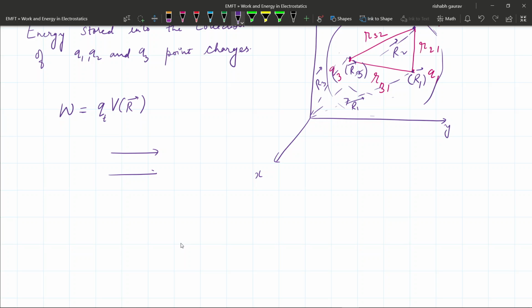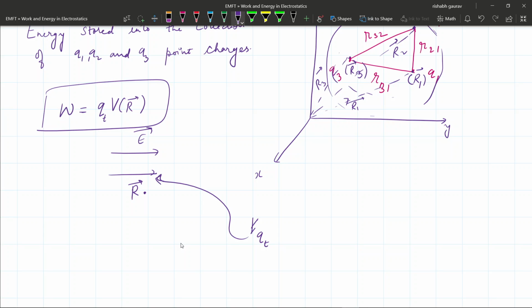Let's say some electric field is present and we want to bring a test charge Qt from infinity to some point R in this space. Then we had discussed that the total work done to bring that test charge is given by the magnitude of charge multiplied by the potential present at that point due to this electric field. Same way, let us calculate. Now the total work done will be stored as potential energy of the system.